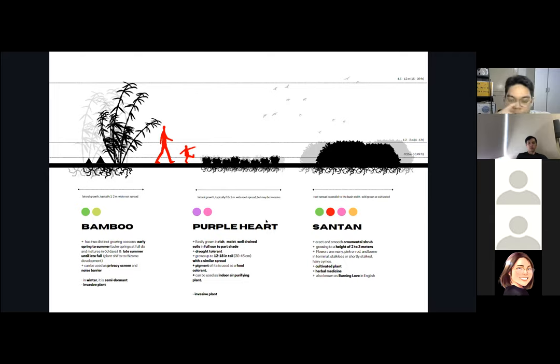The colors of bamboo are light green and green, and sometimes they turn brown if you don't water them. Anyway, next is the purple heart. As I said, it's purple and has tiny pink flowers. They easily grow anywhere, as long as the soil is rich and moist, and it has full to partial shade.